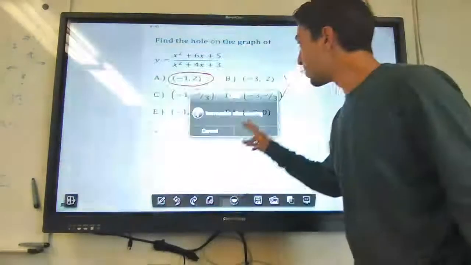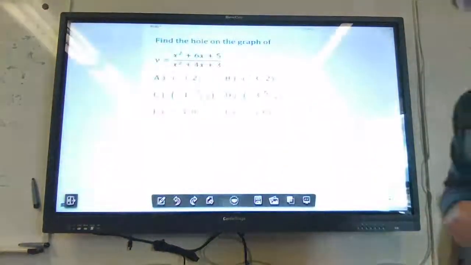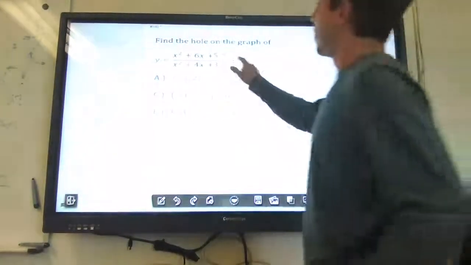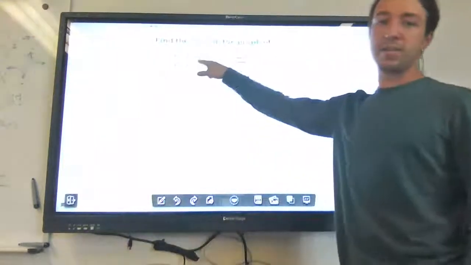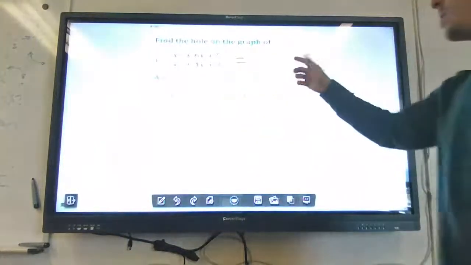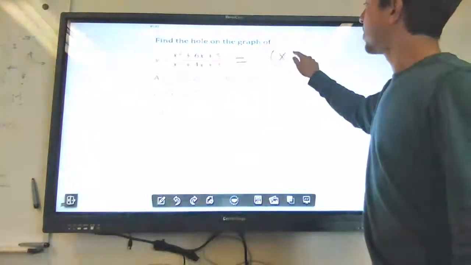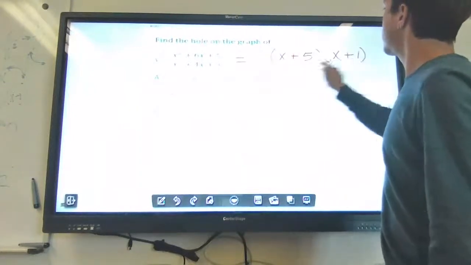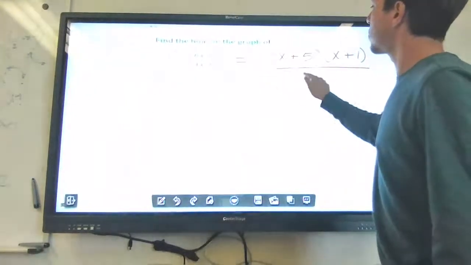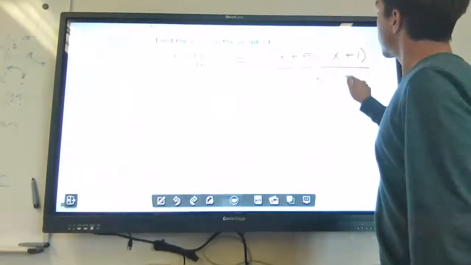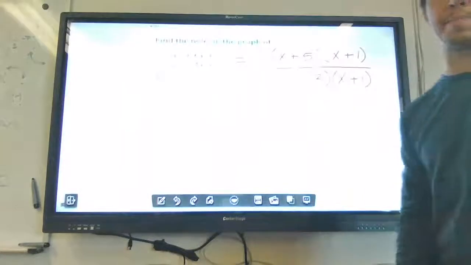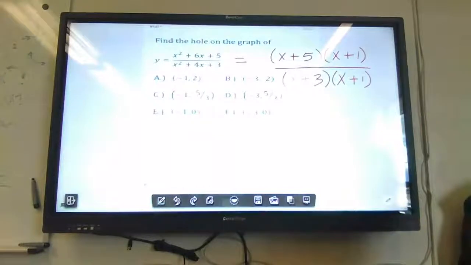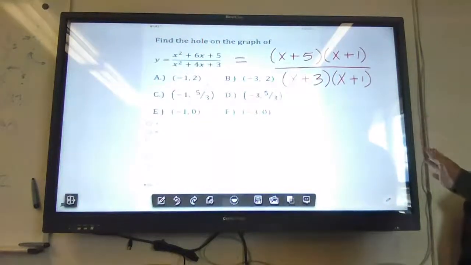Find a hole. There's a trap on this one as well, so be careful. What do we do when we see stuff that looks like that usually? Factor. If you factor the top, 5x plus 5, that's 5 times x plus 1. On the bottom, you get x plus 3 and x plus 1. There's 2 tricky things on this. Well, first of all, we can eliminate half of the answers.